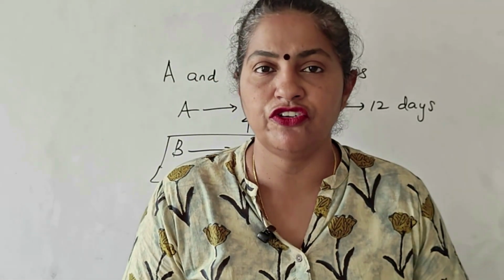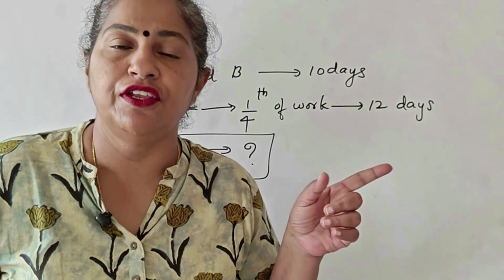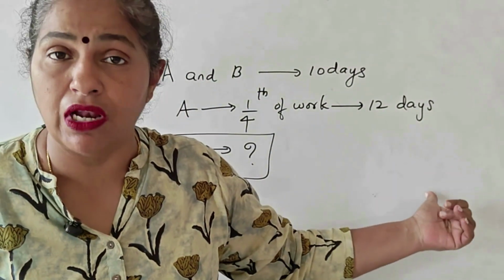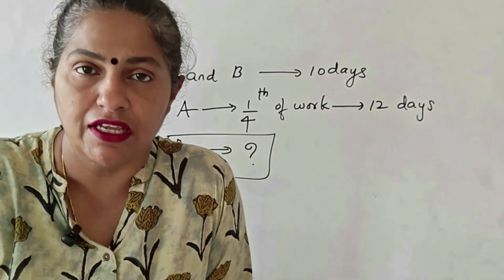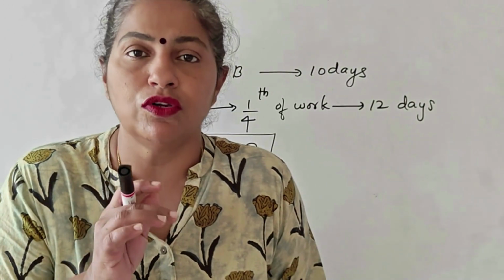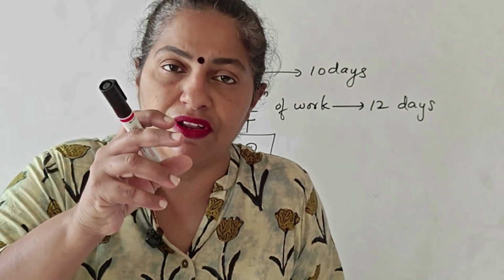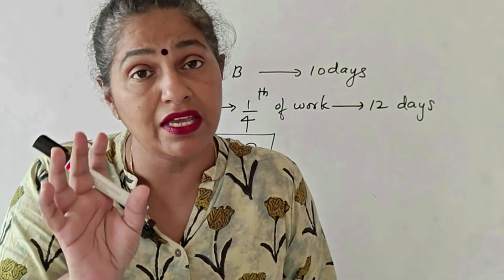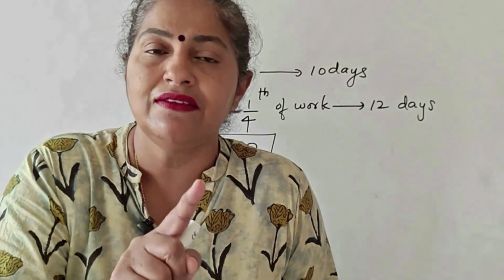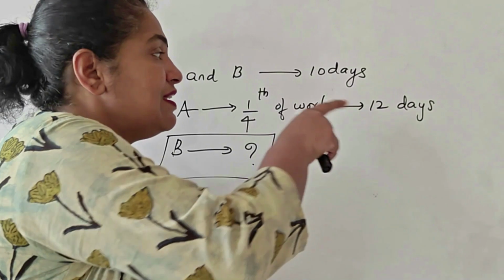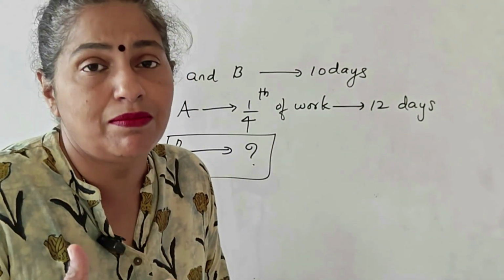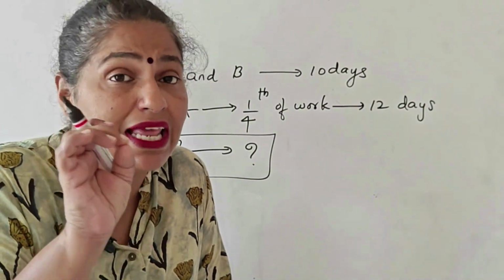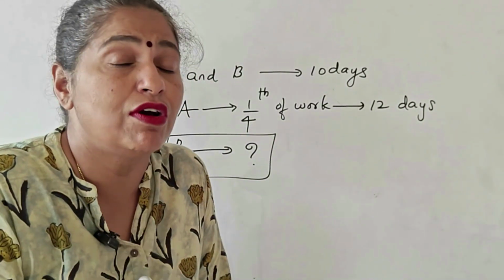A and B finish a certain amount of work in 10 days. Now, A alone can finish 1/4 of the work in 12 days. We need to find the number of days that B will take to finish the entire work. Now, normally in the sums, what do they give you? They give you the number of days that A takes to finish the entire work alone. Correct? In this case, it is given that 1/4 of the work is completed by A in 12 days. So, if 1/4 of the work is completed by A in 12 days, how many days will A take to finish the entire work alone?